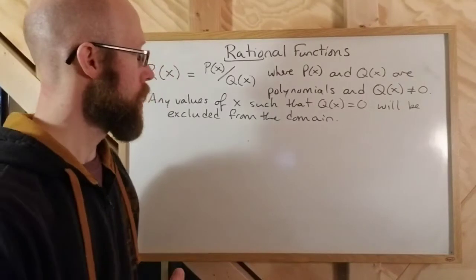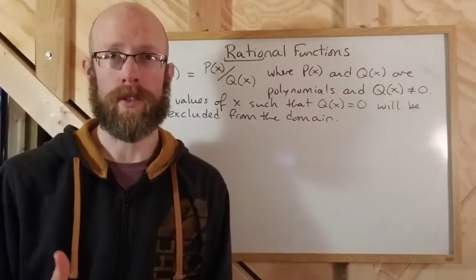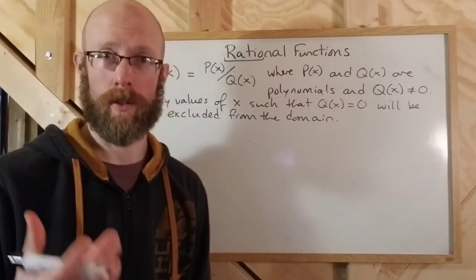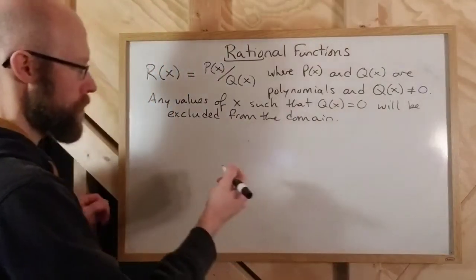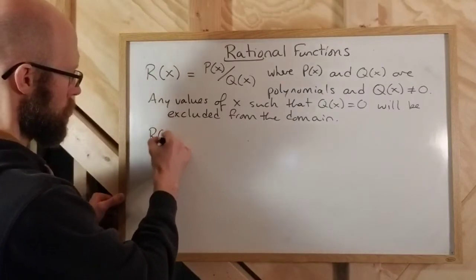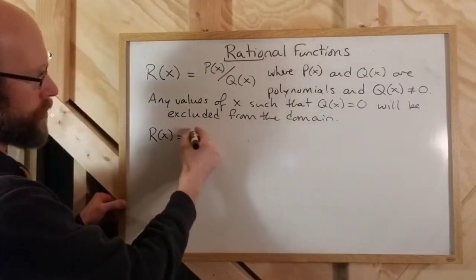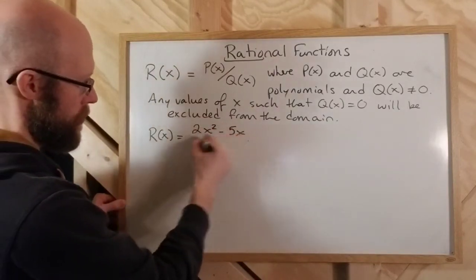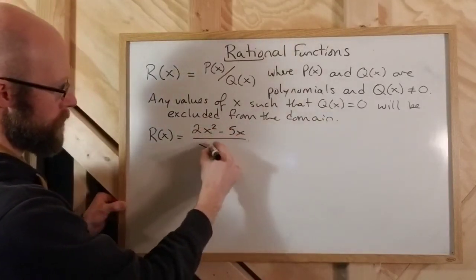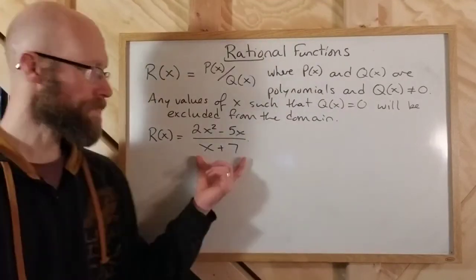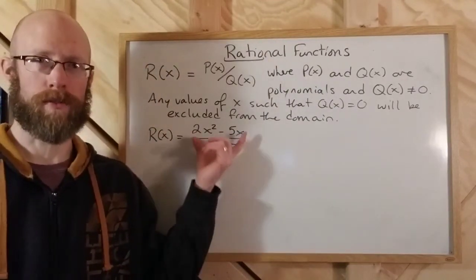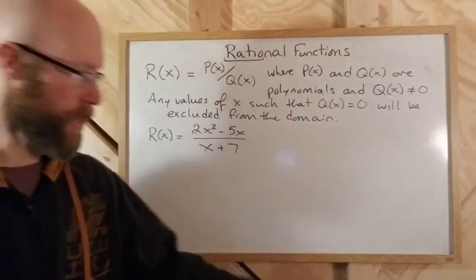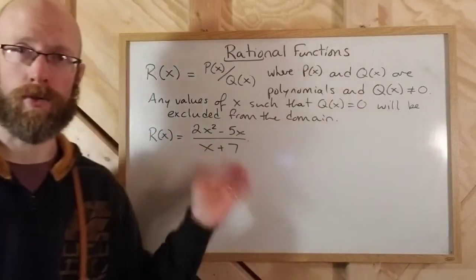Okay, so we've seen one example of a rational function in the past. It's called the reciprocal function. We'll talk about that in a moment. In general, for an example of a rational function, something like 2x squared minus 5x over x plus 7. That's an example of a rational function: polynomial on top, polynomial on the bottom. Now, it could be any degree. It doesn't matter what the degrees are. I just threw a random one up here.